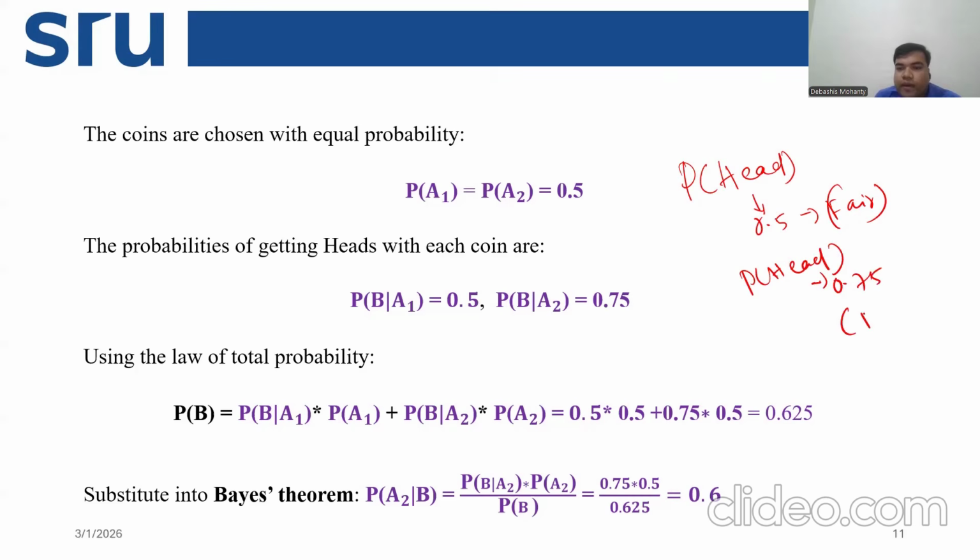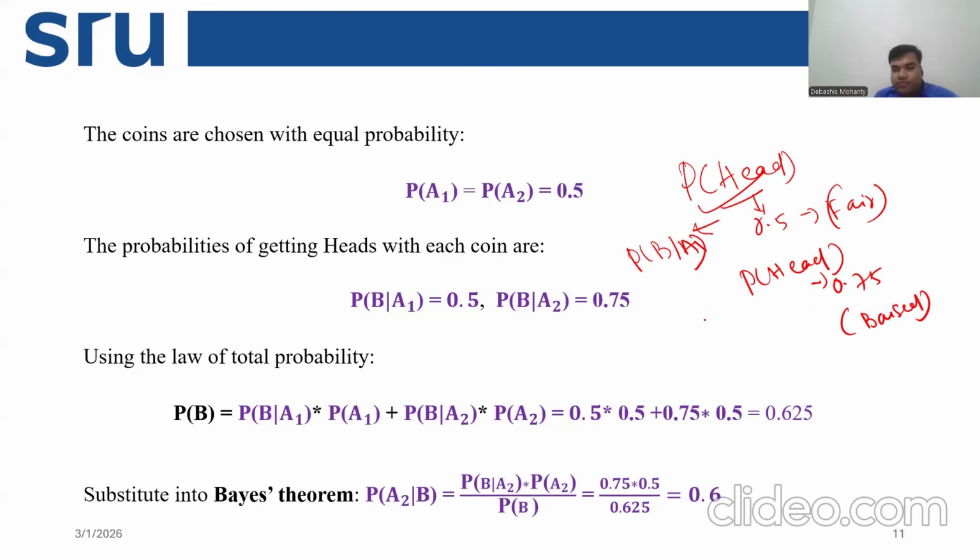0.75 in biased. Okay, so this is the probability of getting a head with the fair coin. That is the probability of B given A1. That means for the first event, the fair coin, we are getting the result 0.5.